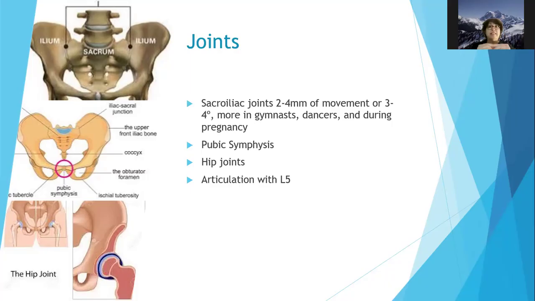The pubic symphysis is that amphiarthrotic joint with the little fibrocartilaginous disc to absorb forces. The hip joints, we know those hip joints and all the stuff that goes with them. And then the L5-S1 articulation. It's all part of the pelvis.